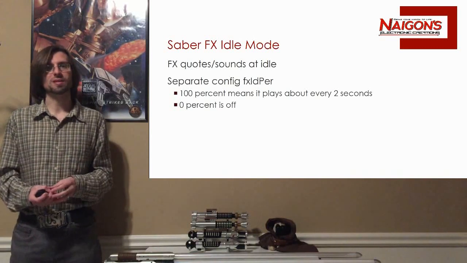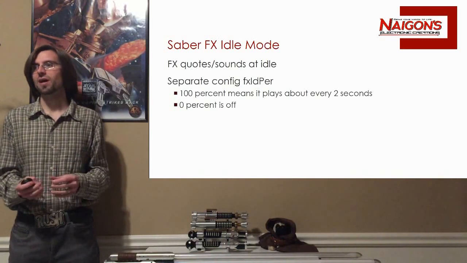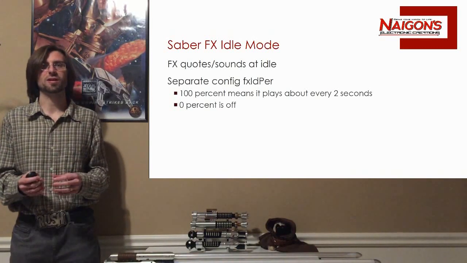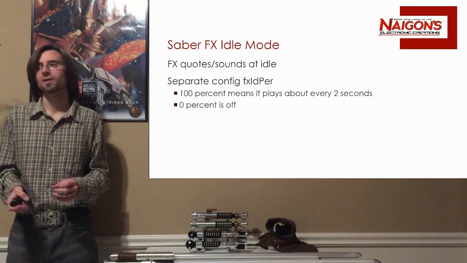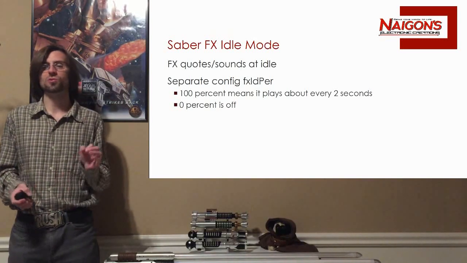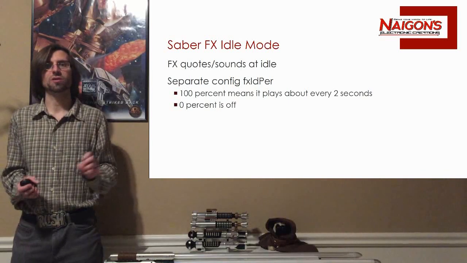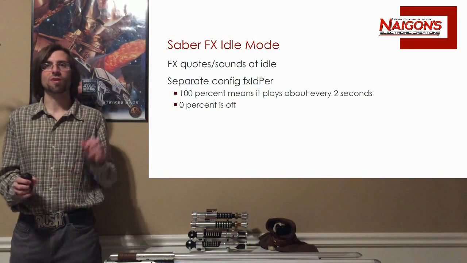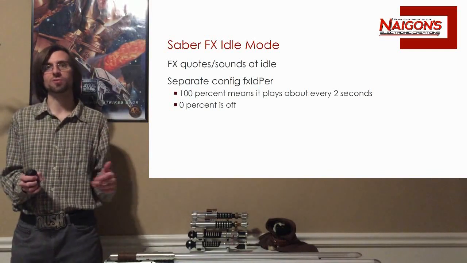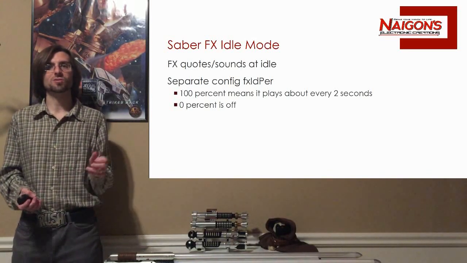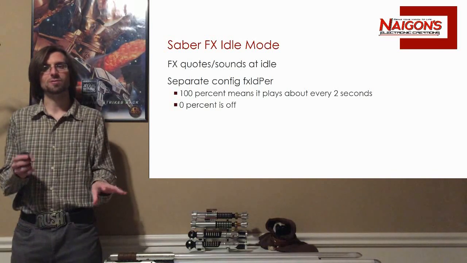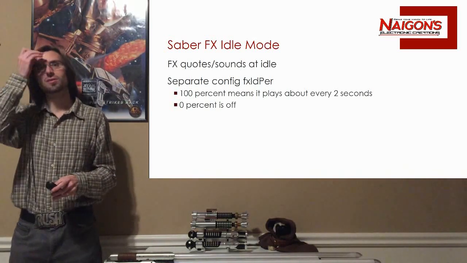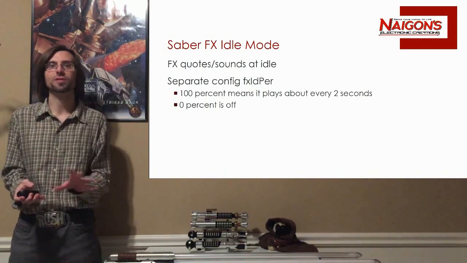So there's a separate percent value in the config, FX idle percent or FX_ID_PER, and this allows you to set between 0 to 100. And what that means is 100% is always on. So the effect will happen every 2 seconds, 100% of the time. And if you set it to 0, it means it will never happen during idle. And if you set it to something between, it'll be randomly chosen.